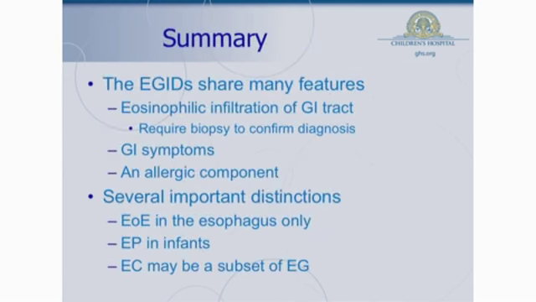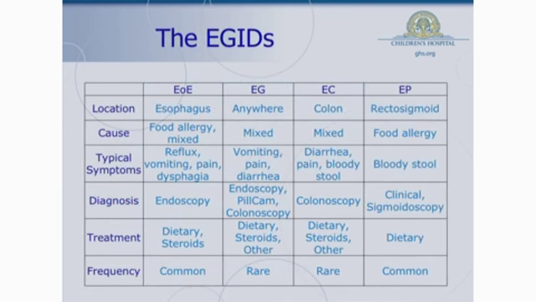So in summary, the EGIDs, they do share many features, including the important one, which is eosinophilic infiltration of the GI tract. You need a biopsy to confirm the diagnosis pretty much in any of those. They all have some form of GI symptom associated with them, and they all tend to have at least some allergic component, some more than others. There are also several important distinctions, and that includes the EE only occurring in the esophagus, EC occurring as a subset of EG, and eosinophilic proctitis occurring in infants and usually being food allergy related. The last slide here is just kind of a table just to kind of go over everything that we talked about, some of the similarities and differences between all these disorders.